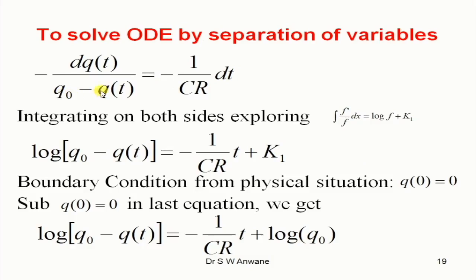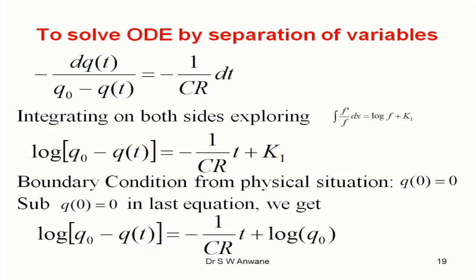So this is something like a minus x, and the derivative of a minus x is -1, which is appearing here, and then we can integrate using the same formula. The integral of f dash upon f dx is equal to log of f, and we obtain this equation. Here a constant of integration appears. Now this is to be sorted out from the boundary condition, and the physical situation tells us that at t equal to 0 there was no charge on the capacitor, there was no flow of charge in the circuit, and therefore q of 0 is equal to 0.